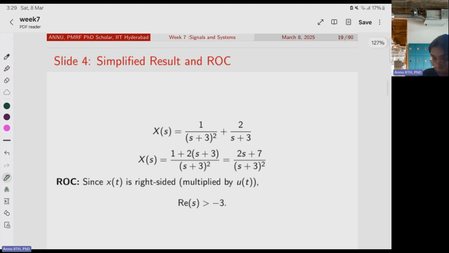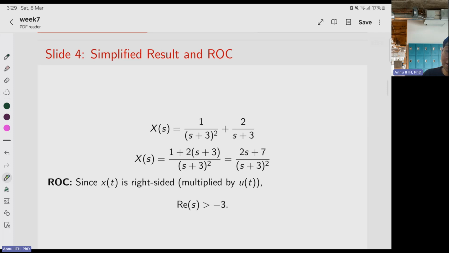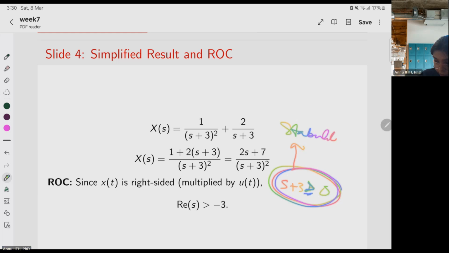Now, simplify the results, because a Laplace transform doesn't just have the closed form equation. It should be determined what the ROC is. Since the right hand side is multiplied by u(t), by factorizing, we have s plus 3 greater than or equal to 0, because this was the condition for stability.